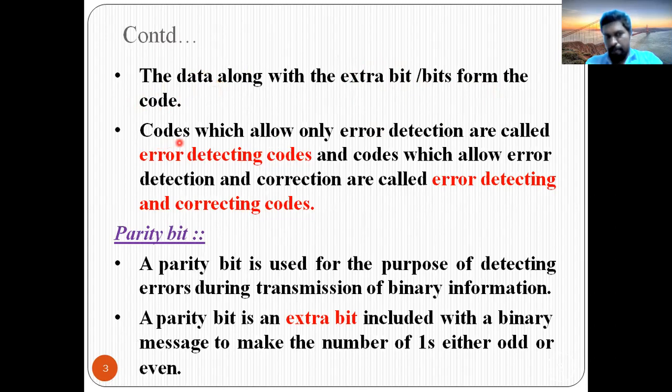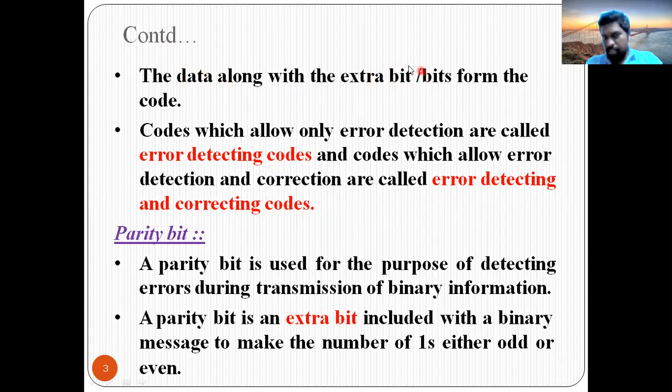Okay, so the codes which allow only error detection are called error detection codes, and the codes which allow both error detection as well as error correction are called error detecting and correcting codes. Okay, if the codes are only used for detection of error, they are error detection codes only. If they are helpful for both detection as well as correction of error, then they are called error detecting and correcting codes.